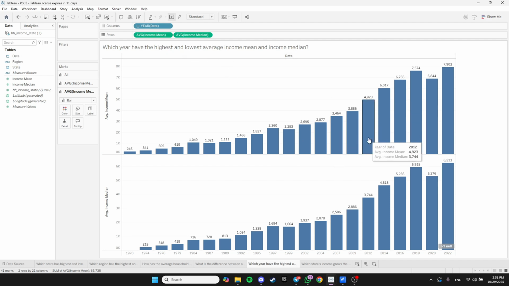Basically this bar chart shows average income by year from 1970. We can see that 1970 has the lowest income while 2022 has the highest. This supports the trend that Malaysian household income keeps increasing even though there was a dip around 2020, most probably because of COVID-19, and the income recovered in 2022.